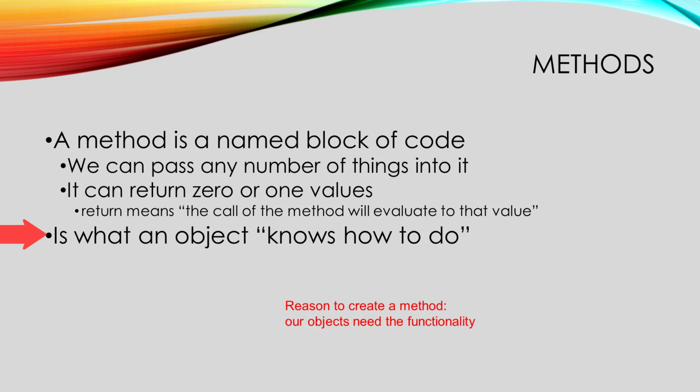We write methods for lots of reasons. One is that we are coding what an object needs to know how to do. That's how we build the functionality our objects need.